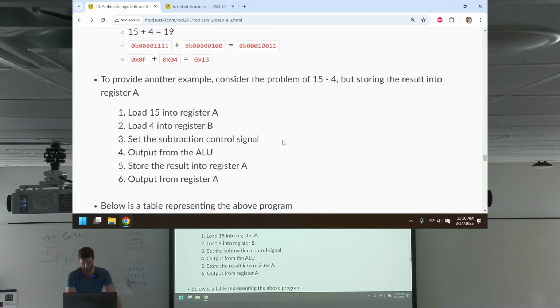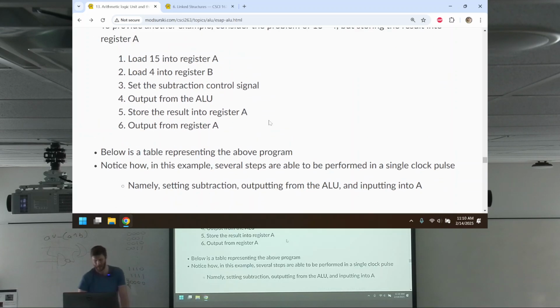To provide another example, consider the problem of 15 minus 4. What would I need to do? Well, these are the steps, right? This is like the pseudocode. Load 15 into A, 4 into B, set the subtraction control signal, output from the ALU, store the result into the register A, output from register A. I didn't need to store it back into register A, but whatever, I am. Just so it's saved somewhere, because otherwise, the value on the ALU disappears as soon as register A changes.